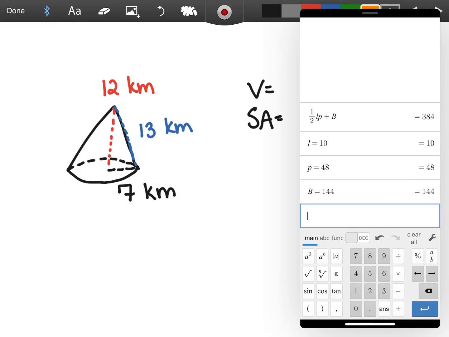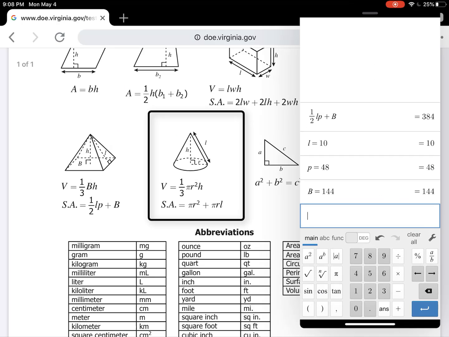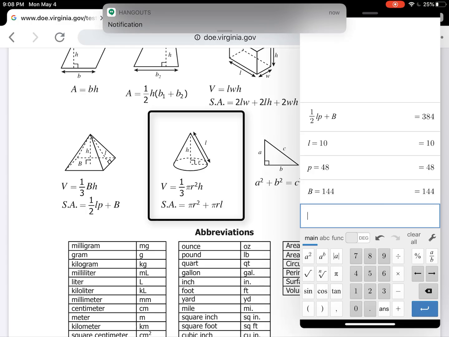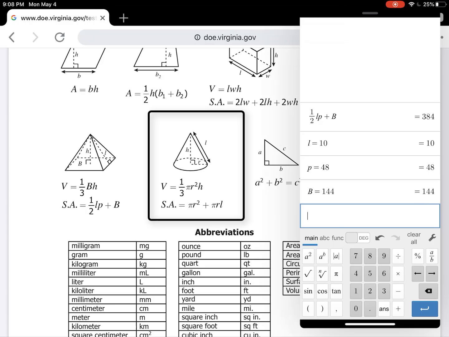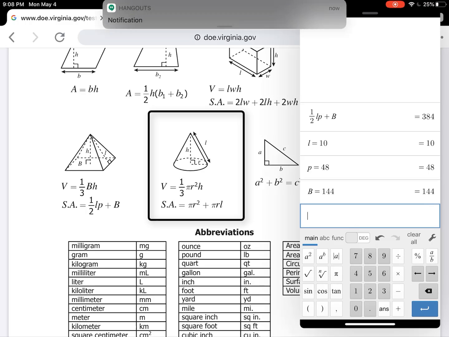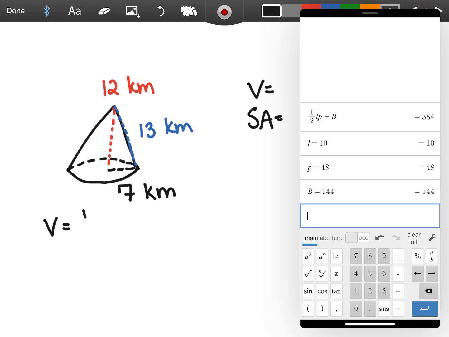We are going to end this session with a cone. If we look at our formula sheet, a cone has a height and a slant height, very similar to a pyramid, but it has a circular base, so it also has a radius. The volume can be found with the formula 1/3 pi r squared h, or the surface area can be found with the formula pi r squared plus pi r L. So let's start with our volume. Volume is equal to 1/3 pi r squared h.